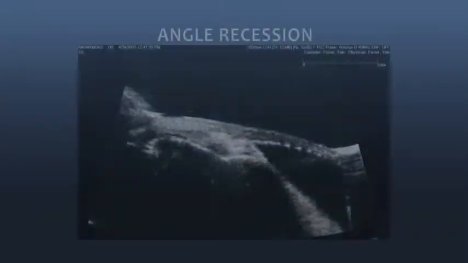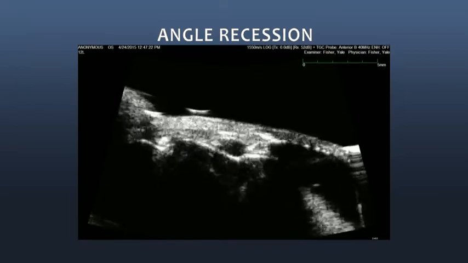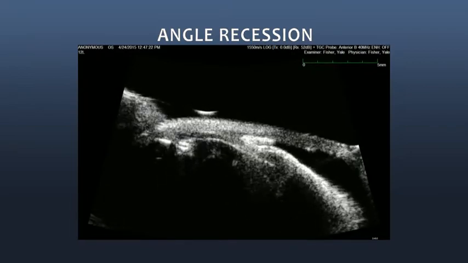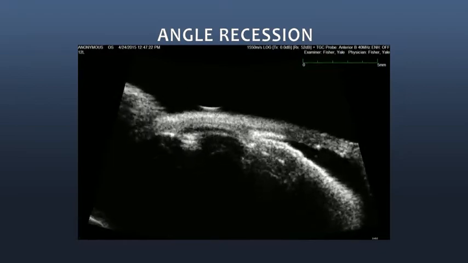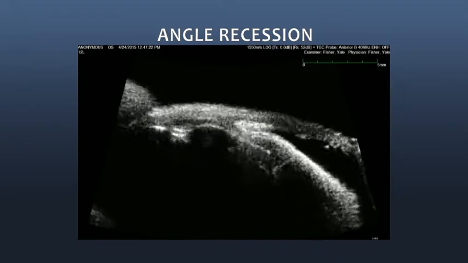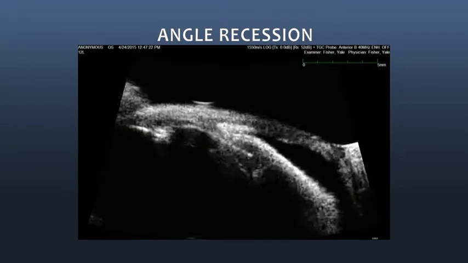An angle recession can be seen as you rotate the probe in a radial image. Here you can see the ciliary body has been split, whereas you couldn't see it when you first went on until you got to the area of the angle recession.